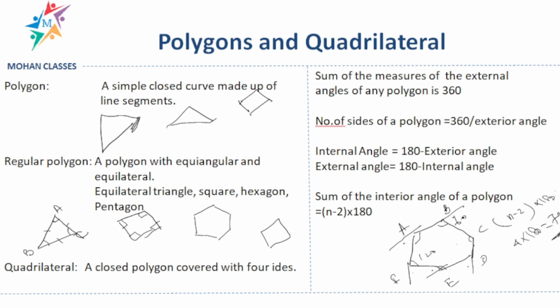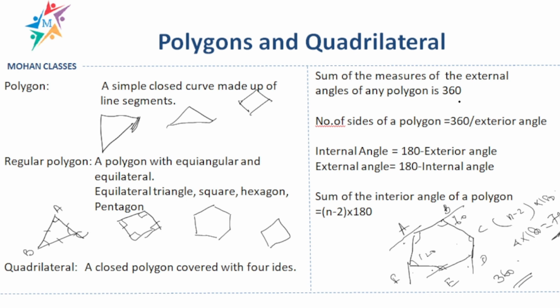If you add 60, here 60, here 60, here 60, six are there, no? So the total is 360. We are getting the sum of the external angles. Clear? These three points are very, very important.